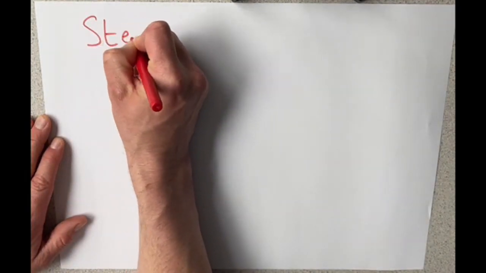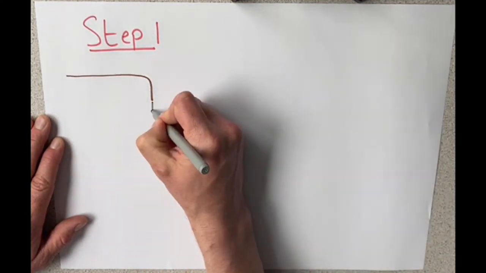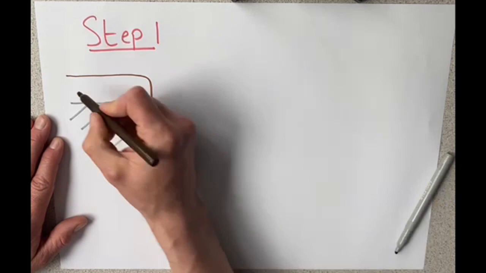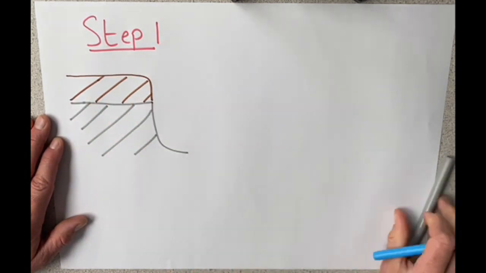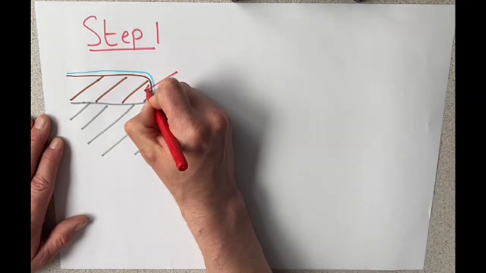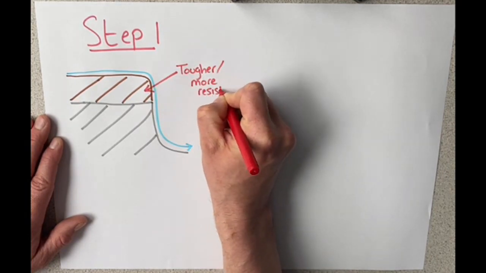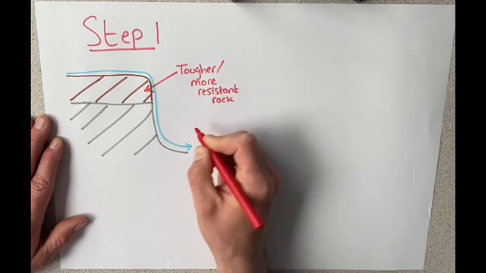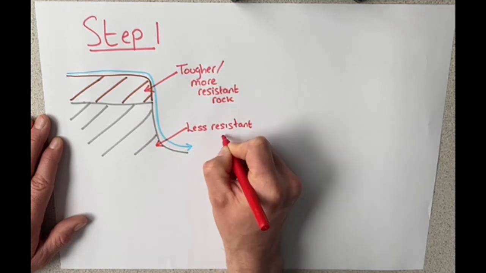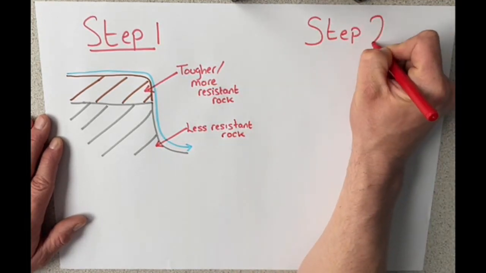Step one. As the river travels from its source to its mouth, along its long profile, it will encounter different layers of rock. Some tougher and more resistant and less likely to erode, and some which are softer and more likely to erode. So there it is, there's the river flowing over our layers of rock, and the top layer in this example is the tougher, more resistant rock, so less likely to erode. And the bottom layer there is our less resistant and softer rock, which is more likely to erode through abrasion and hydraulic action.